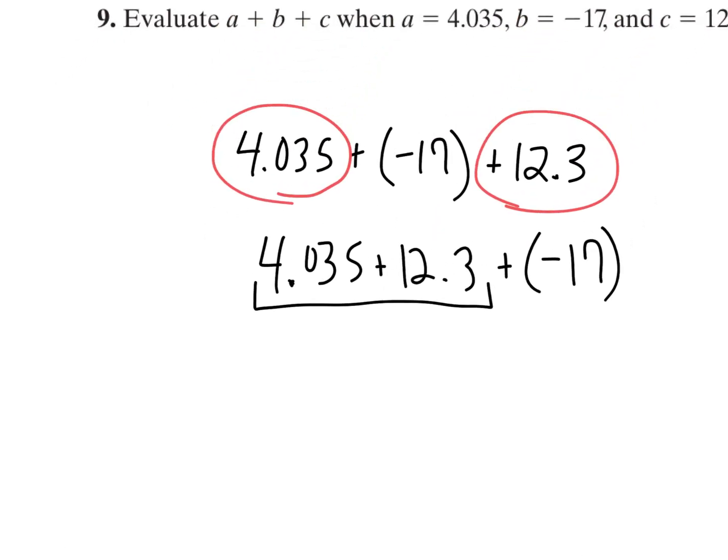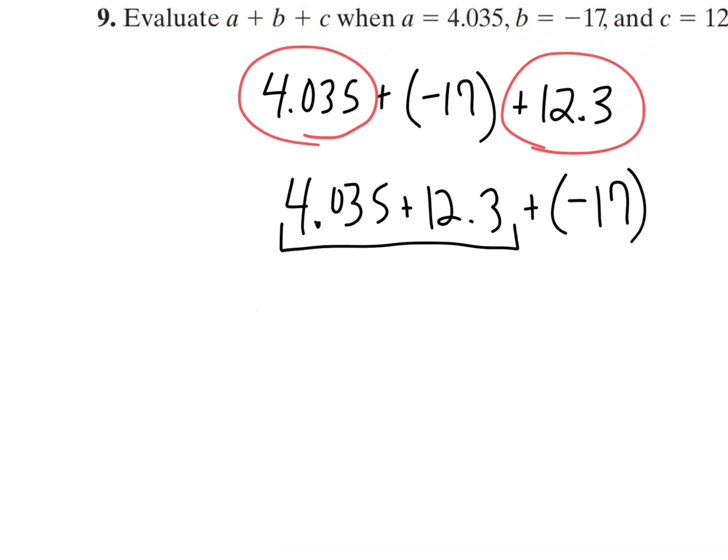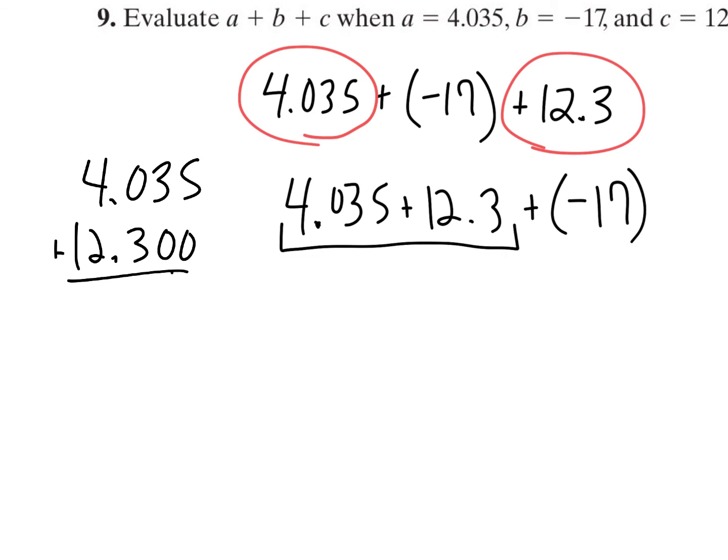Okay, so in this case, whether you rearrange those or not, if you don't rearrange them, you can circle them to keep track of what you're doing, I guess. Make sure your decimal points are lined up. You can add some zeros here.